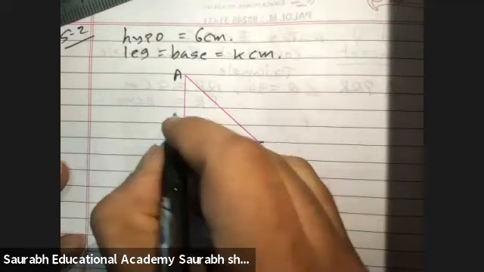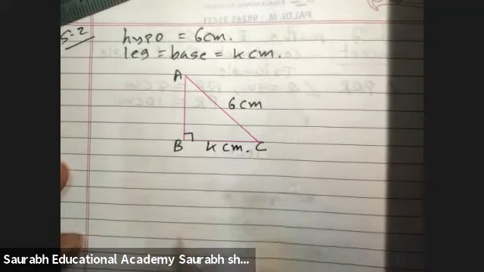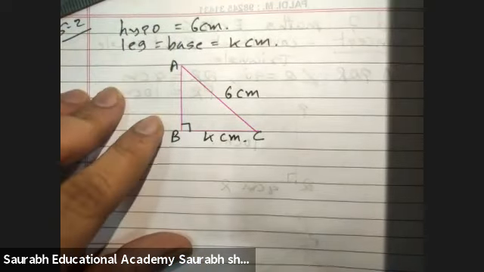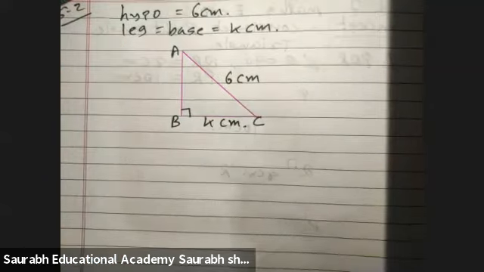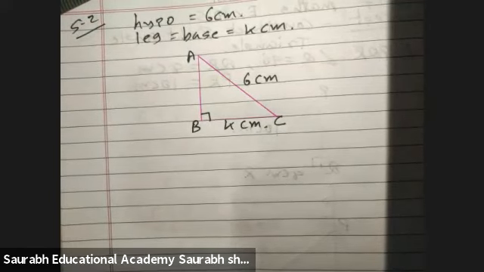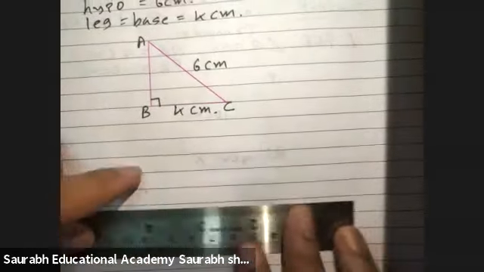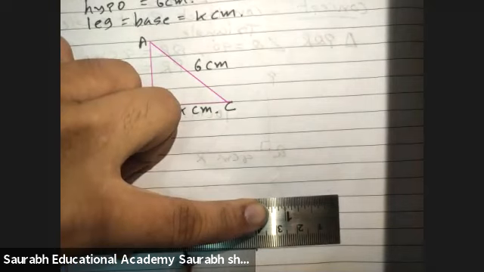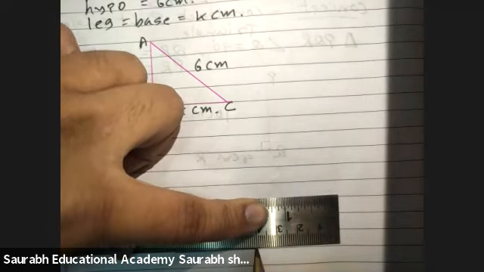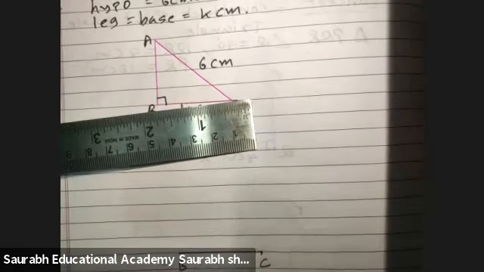We'll give the name ABC, hypotenuse 6 cm and base 4 cm. Now, this rough figure always gives us an idea, a rough sketch, of how we should draw. Let's start drawing. Base BC, 4 cm. We have started from 4, so we'll carry to 8. 8 minus 4, that is 4. This is your BC.